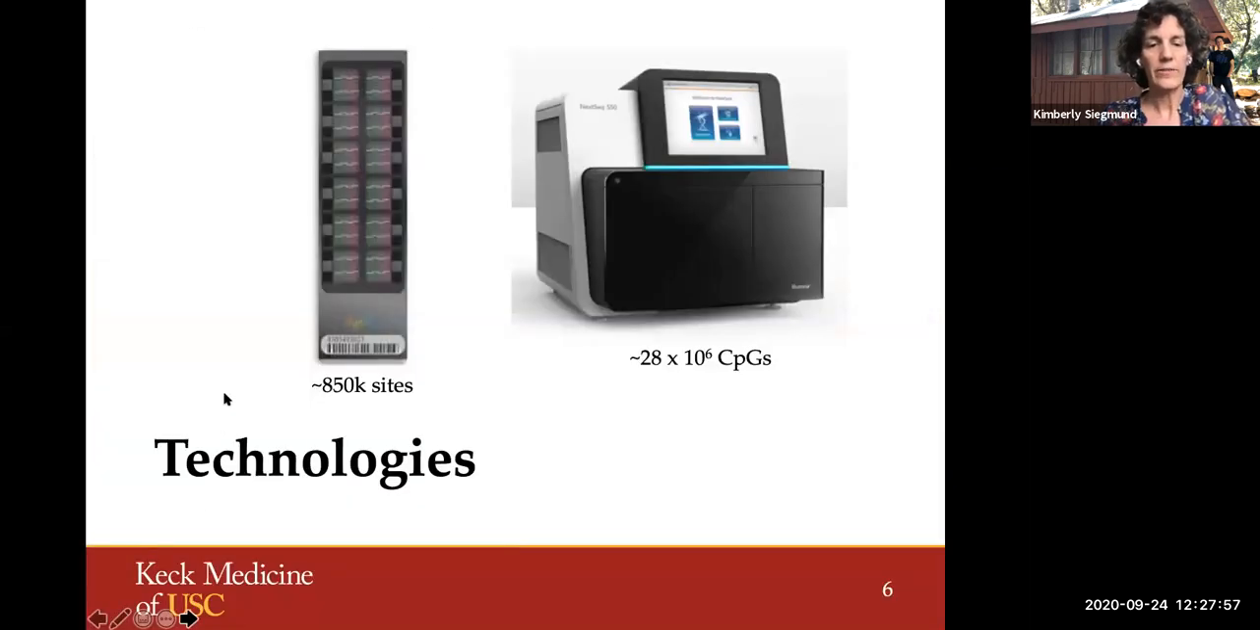Moving forward. Here are the technologies we're currently using to measure methylation. On the left is what a microarray looks like, and each row is a sample. You can run 6 samples on this single array, and on each sample you'll measure 850,000 of the 28 million CpG sites in the genome. And on the right is a sequencing machine. On that one, you'll put in the whole DNA sample and try to measure as many as you can of the 28 million CpGs.